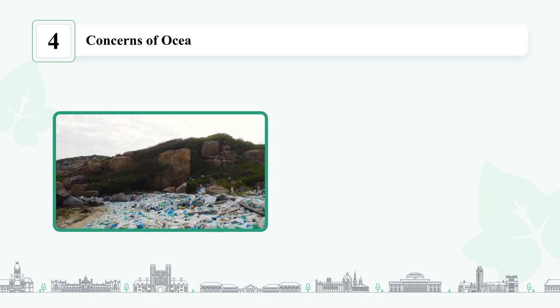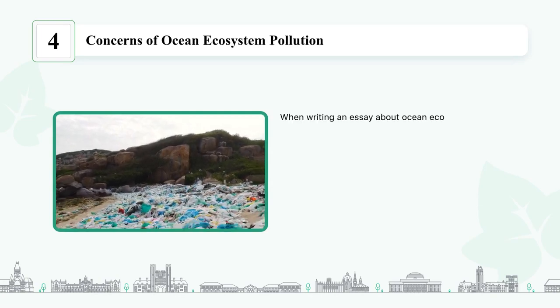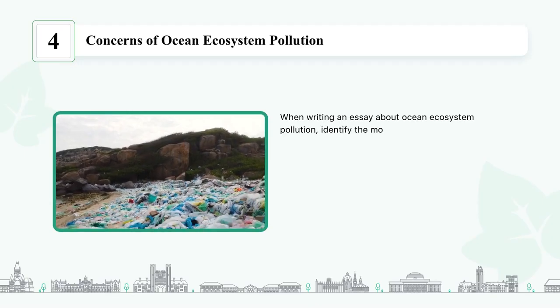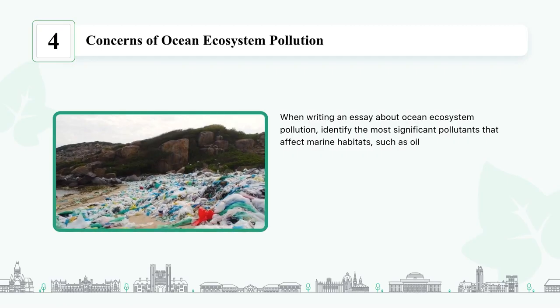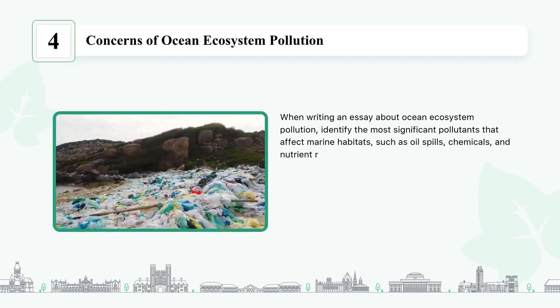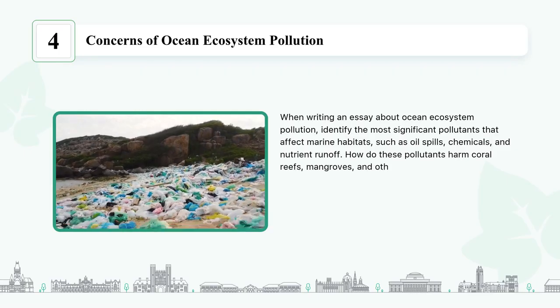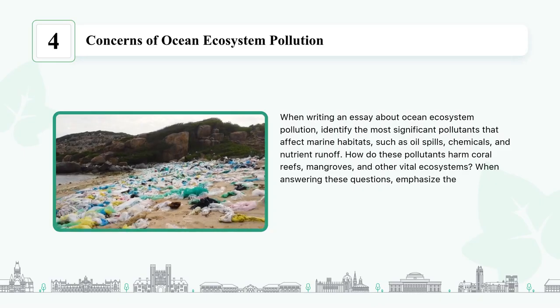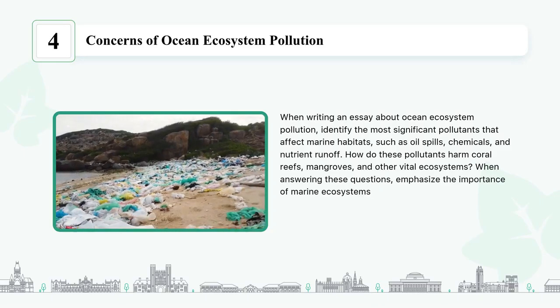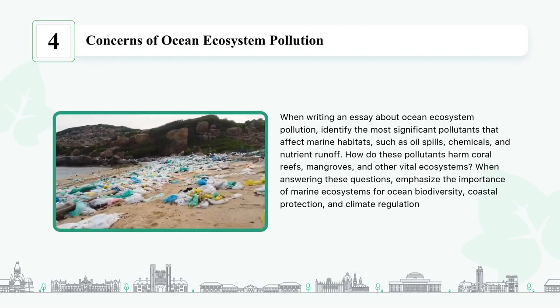Concerns of ocean ecosystem pollution. When writing an essay about ocean ecosystem pollution, identify the most significant pollutants that affect marine habitats, such as oil spills, chemicals, and nutrient runoff. How do these pollutants harm coral reefs, mangroves, and other vital ecosystems? When answering these questions, emphasize the importance of marine ecosystems for ocean biodiversity, coastal protection, and climate regulation.